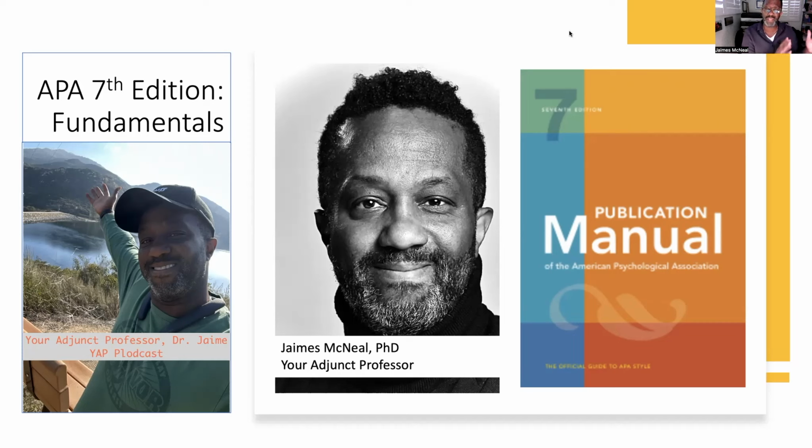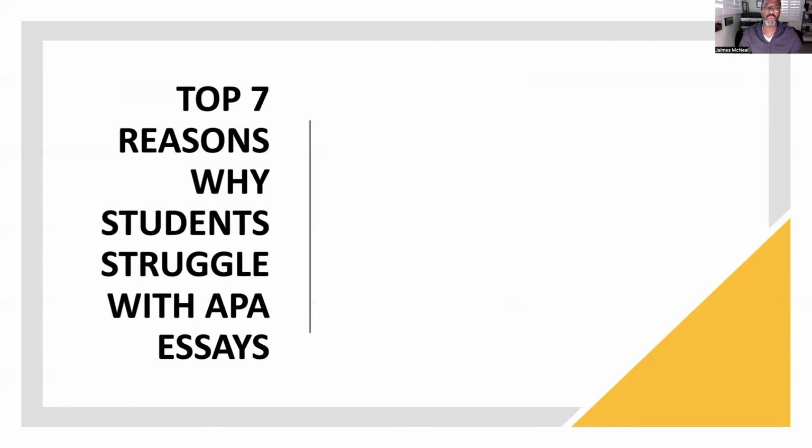But to pick up where I left off in the first episode, where I talked about how to structure citations, and I go through a series of citations. In fact, I'm going to use those citations. In today's episode, I'm going to walk through how to create an APA style 7th edition structure in Word for a formal essay. And so here are the top 7 reasons why students struggle with APA essays.